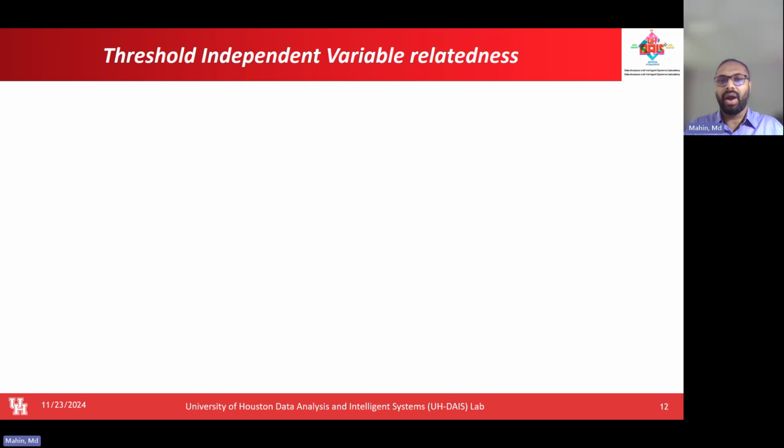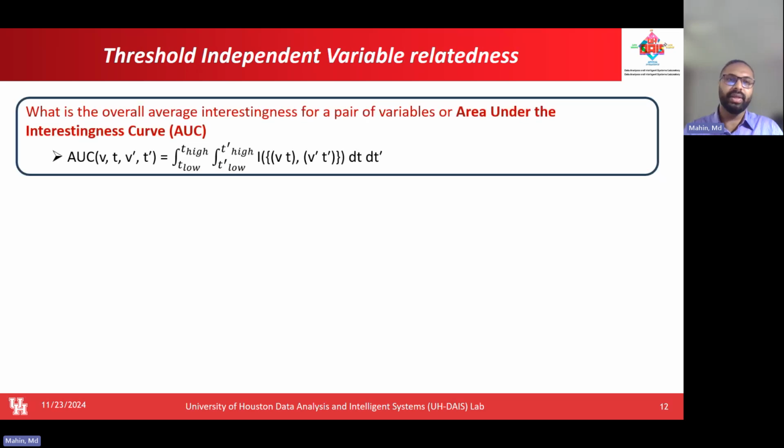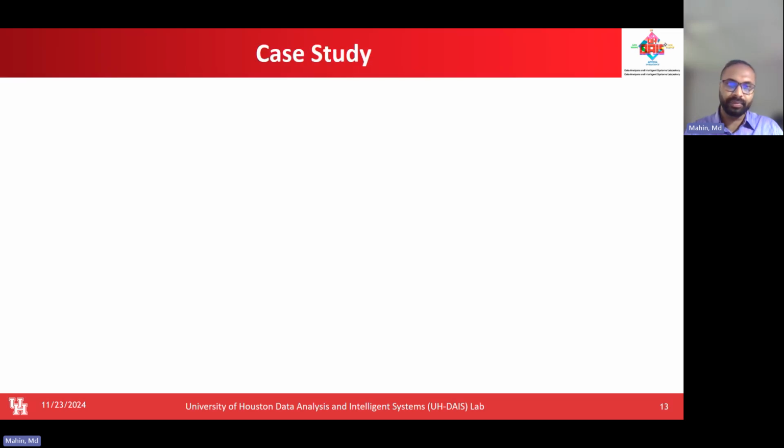And if we want to find how strong a relation a variable pair shows, how can we find it without considering the thresholds? There is one measure, AUC. AUC is, for a variable pair, the average area under the curve of the interestingness measure. So it measures the average interestingness for all possible thresholds, and this is the average for this specific variable pair.